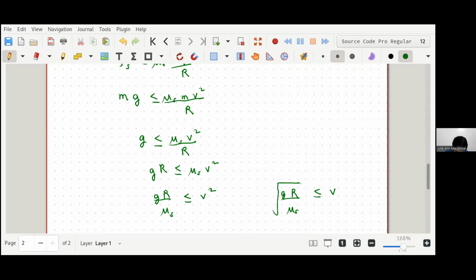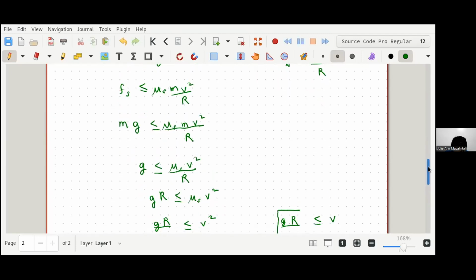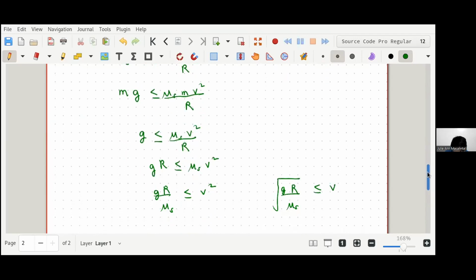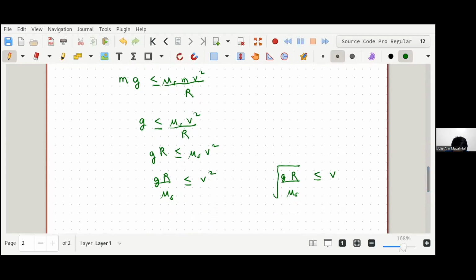Teka. So, maximum static friction. So, Fs is equal to mg. So, okay, tama, no? mu s m v squared over r. g must be less than mu s v squared over r, gr over mu s. Okay. So, ito yung condition. Speed must be greater than this. So, kapag lumalaki yung radius, yung speed lumalaki.